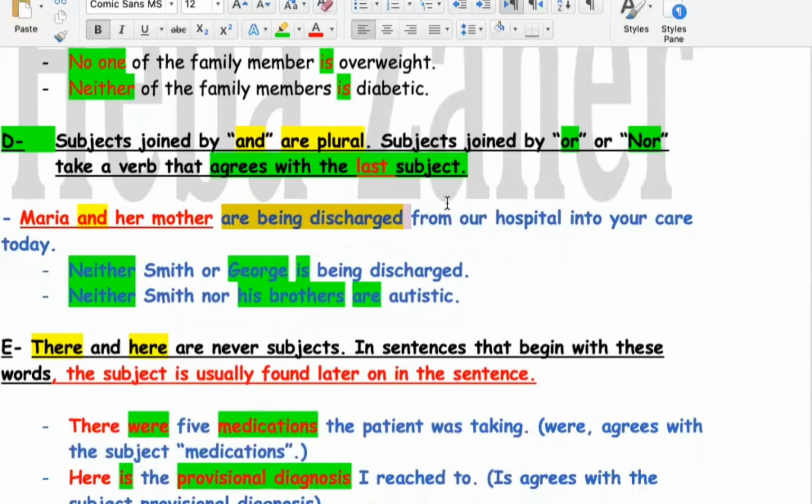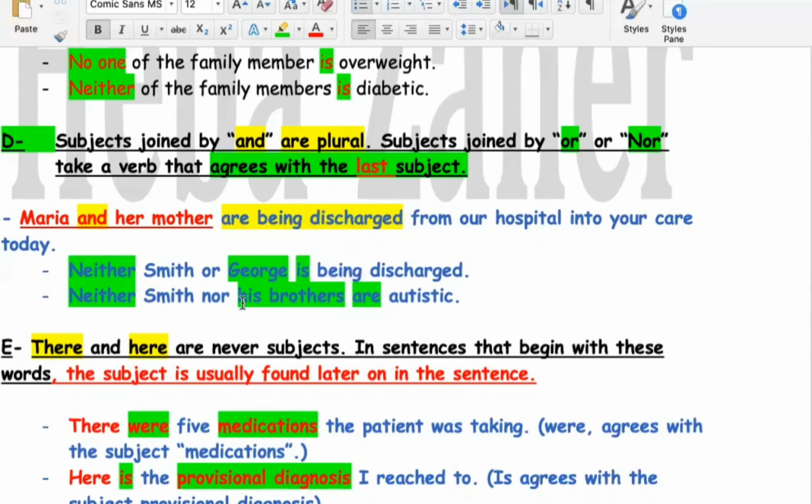The second point, subjects joined by or or nor take a verb that agrees with the last subject, okay? For example, neither Smith nor George is being discharged. The verb must agree with the last subject, not the first one, okay? So here, George is singular, and the verb will be in the singular form. Neither Smith nor George is being discharged.